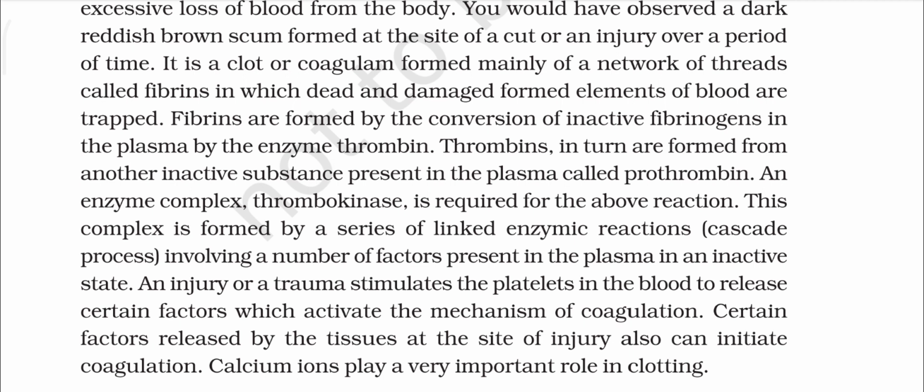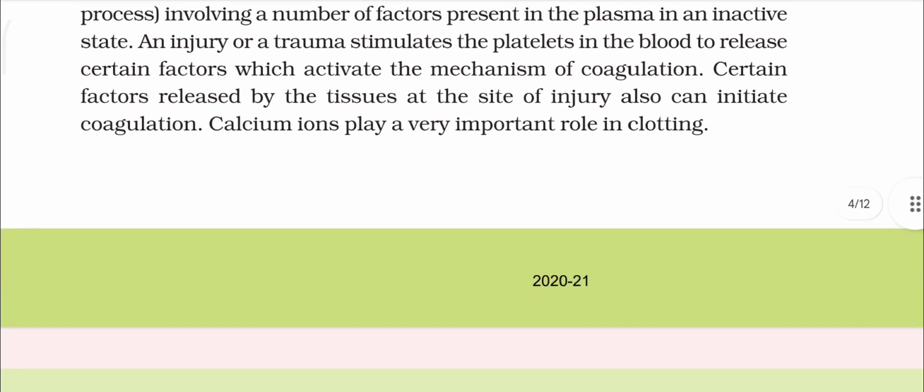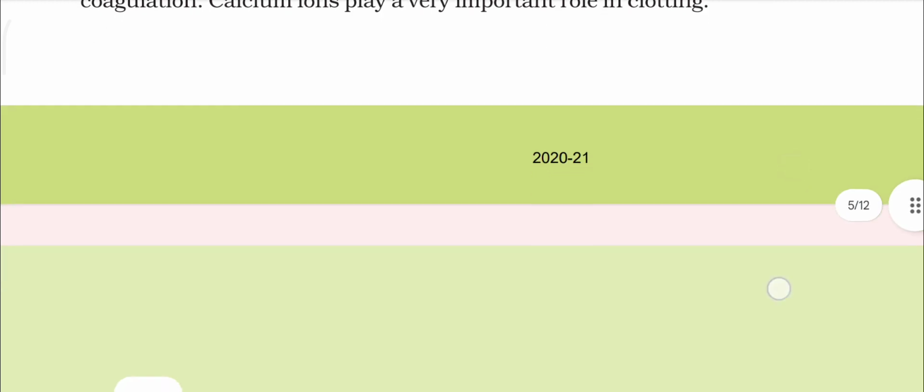This complex is formed by a series of linked enzymic reactions, a cascade process involving a number of factors present in the plasma in an inactive state. An injury or a trauma stimulates the platelets in the blood to release certain factors which activate the mechanism of coagulation. Certain factors released by tissue at the site of injury can also initiate coagulation. Calcium ions play a very important role in clotting.